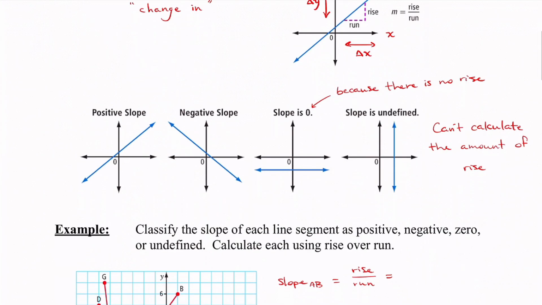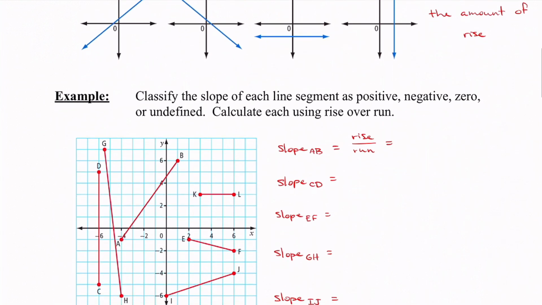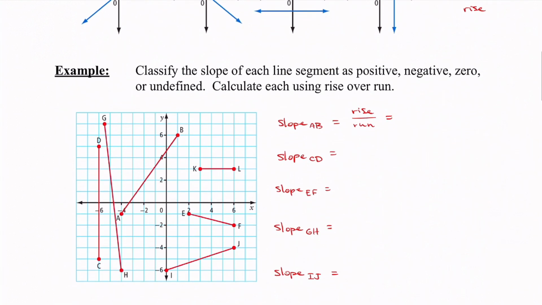So looking at our examples here, it says classify the slope of each line segment as positive, negative, zero, or undefined, and then we're going to calculate it by using rise over run. So first we're just going to go through and label them as positive, negative, zero, or undefined. So if you want to try to do that first on your own, you can pause the video now and label them all as those four options.